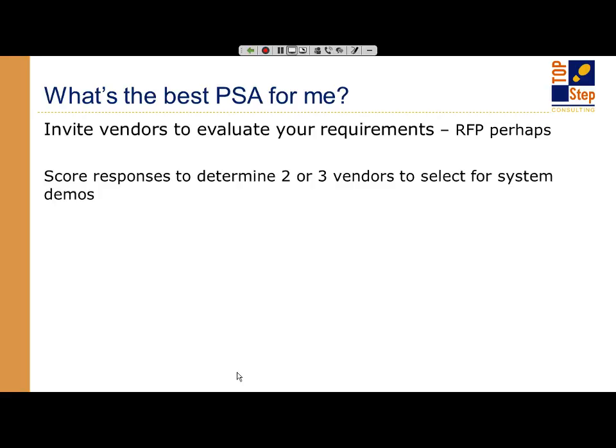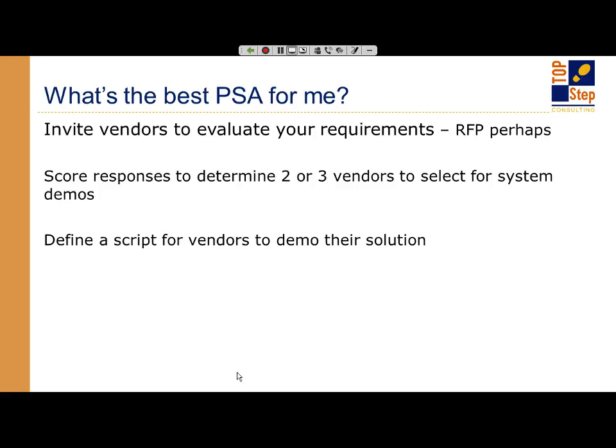You score their responses to understand how applicable and how correct their answers are with what you need. Then you select 2 or 3 of those vendors to do an in-person demo or some kind of demo with a script that you define, so that you have an apples-to-apples comparison of how the vendor prepared, how the tool works, and how easy it is to get information out of the tool.